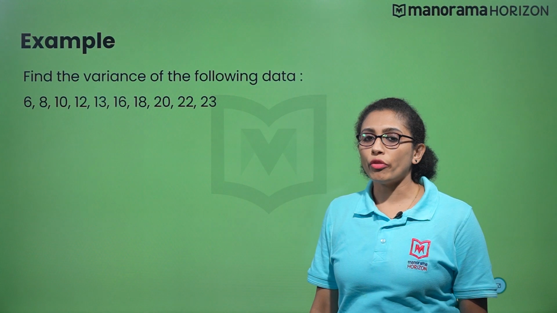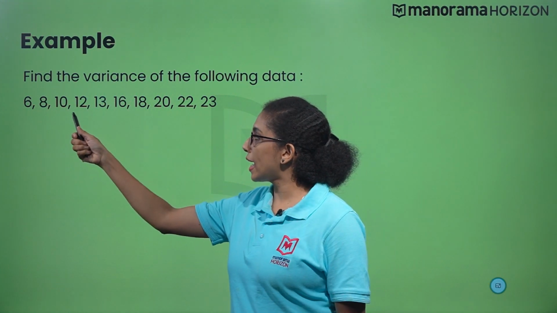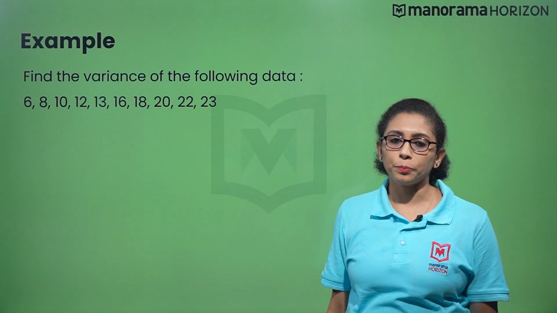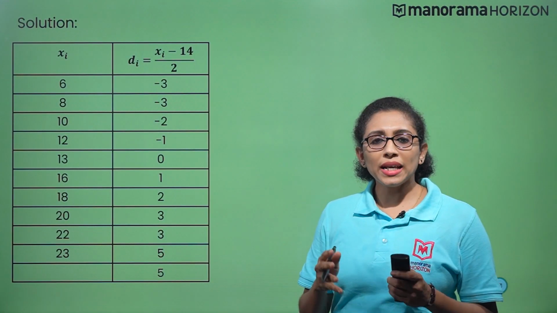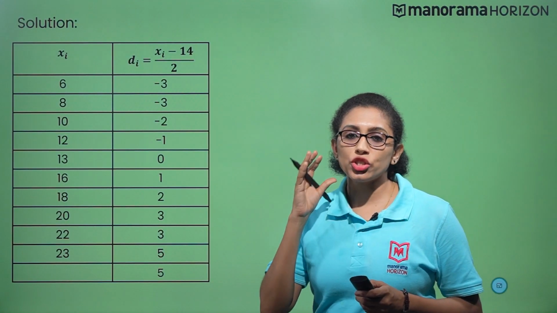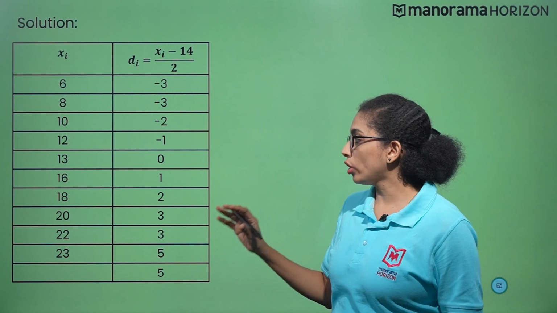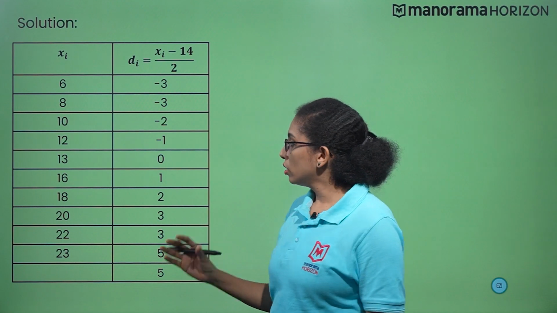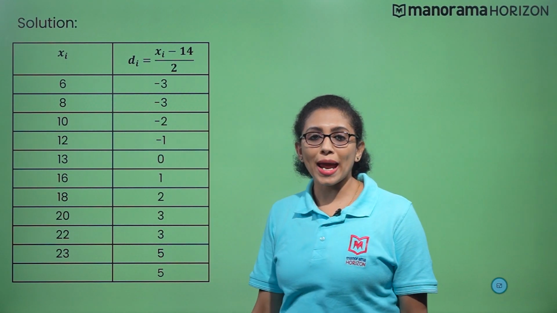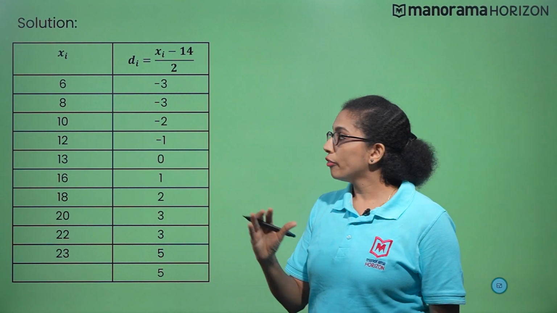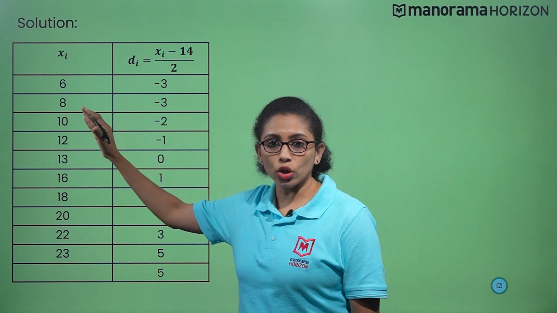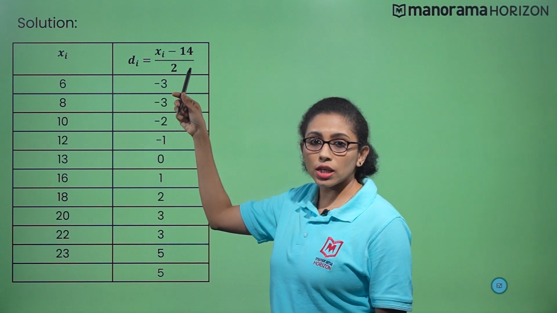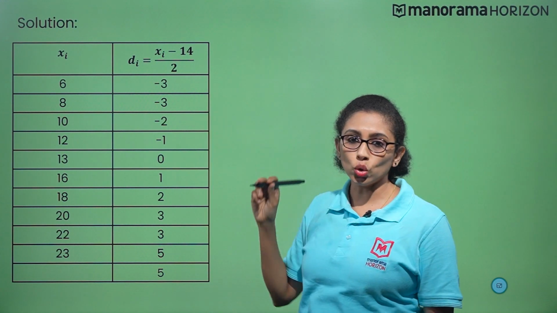Find the variance of the following data: 6, 8, 10, 12, 13, 16, 18, 20, 22, 23. Let's see the solution. The mean is calculated by step deviation method taking 14 as the assumed mean. Now, what is the number of observations here? Here we have 10 observations. So, n is equal to 10. Now, for each xi value, find di, which is obtained by (xi minus assumed mean) by 2.